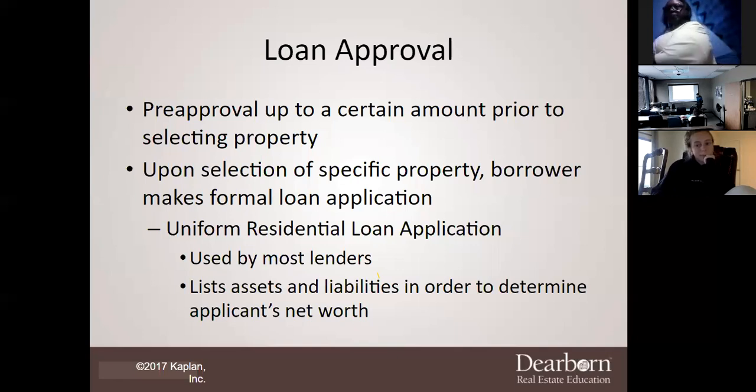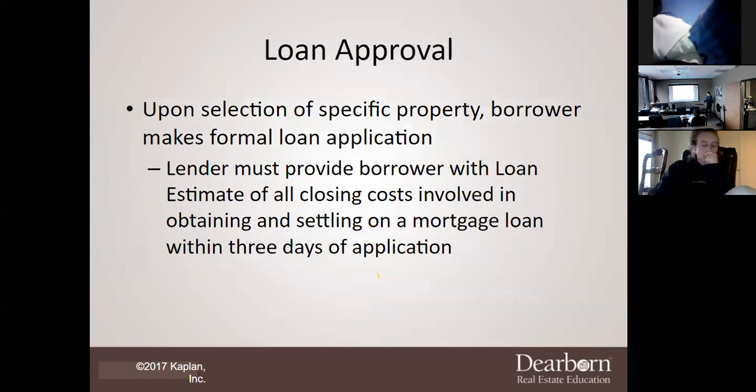And upon selecting a specific property, the borrower will make a formal loan application. And it's on a uniform residential loan application, and that's going to be used by most lenders. And that's going to list the assets and liabilities, or the assets and the debts, in order to determine the net worth. And once net worth is determined, they will go through the approval process, and it usually takes about 3 days, as we see here, 3 days, and that's big. They will test you on that.